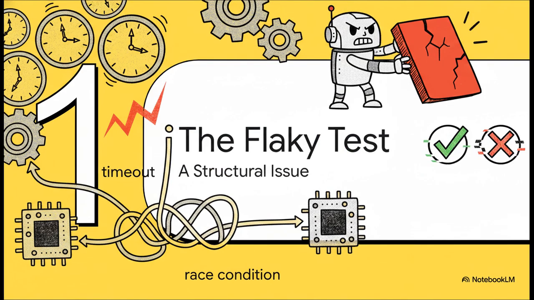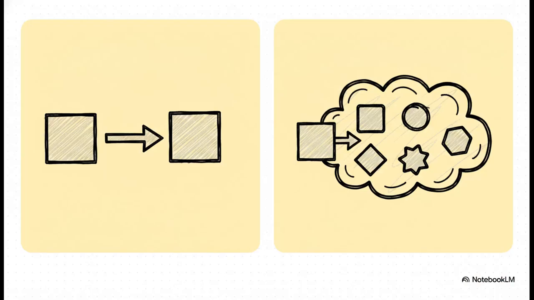The flaky test problem. From annoyance to structural issue. So we all know the flaky test, right? A random timeout, a weird race condition. Historically, a flaky test was just a minor annoyance. You just rerun it, wait for it to go green, and completely forget about it. But as we start baking AI more deeply into our systems, this little annoyance is becoming a massive structural roadblock.